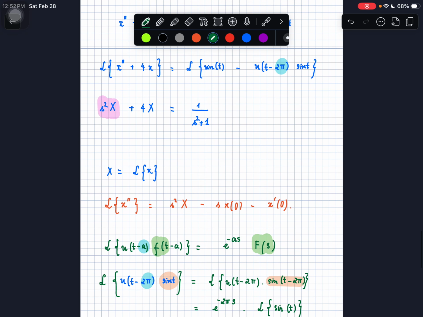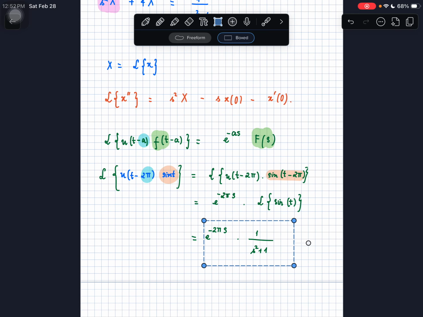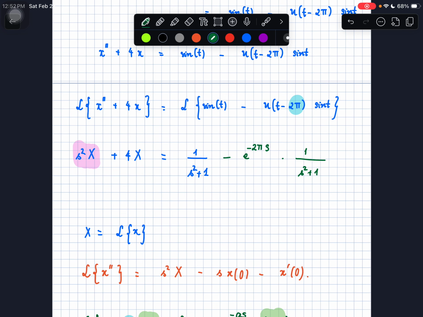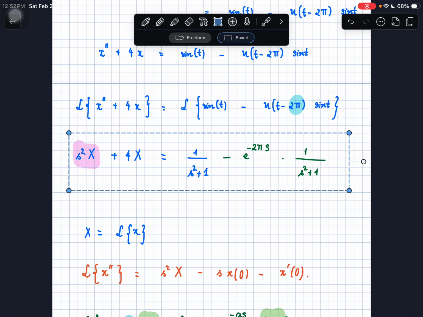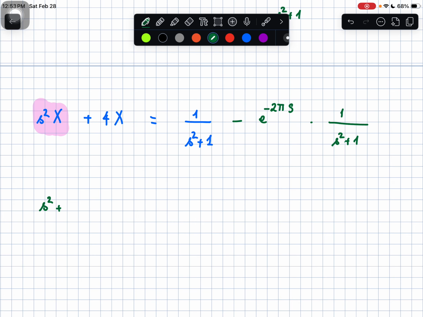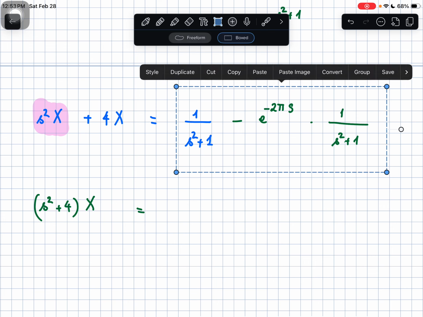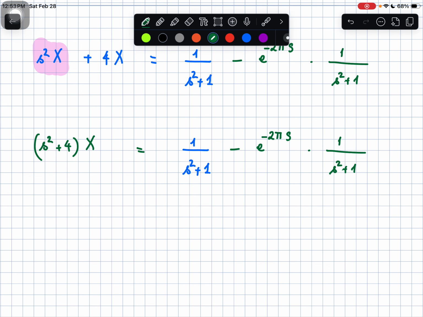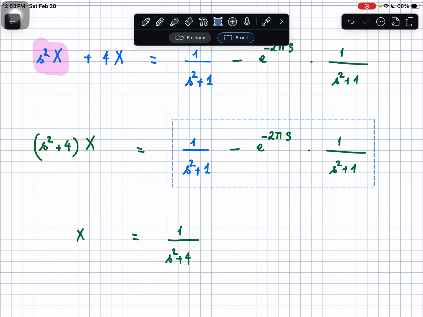And with that, this one equal to the first term minus the second term. So here is what we have after Laplace transforming both sides. The left hand side is s squared plus 4 times big X. The right hand side is this term. Dividing both sides by s squared plus 4, you have big X equal to 1 over s squared plus 4 times the right hand side.